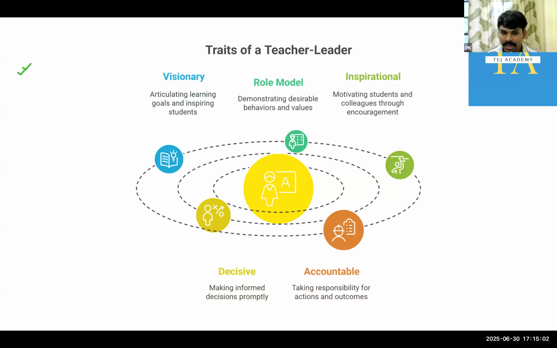Any doubt here, or shall we move on to the next one? I request whoever is annotating the screen to not annotate.